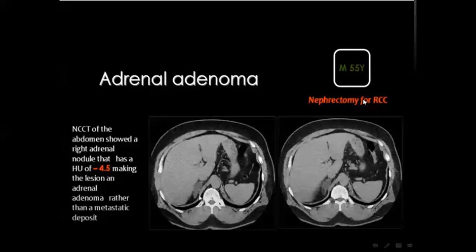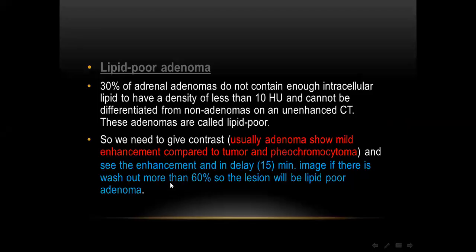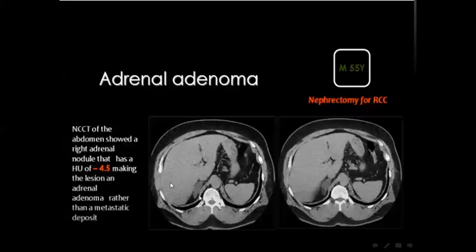The other image is of a 55-year-old patient who had a nephrectomy for renal cell carcinoma. Non-contrast CT scan of the abdomen shows a right adrenal mass that has a Hounsfield unit of -4.5, making the lesion an adrenal adenoma rather than a metastatic deposit.